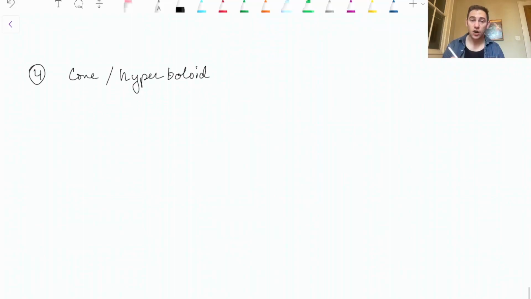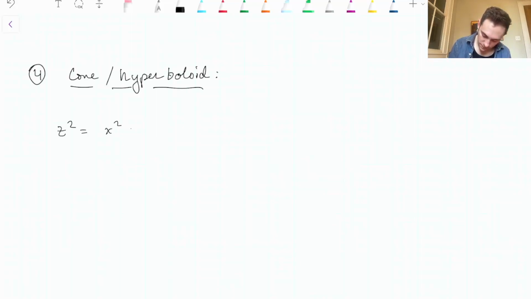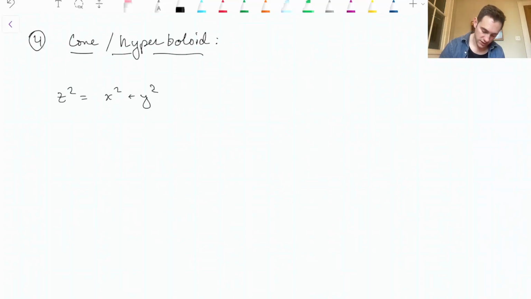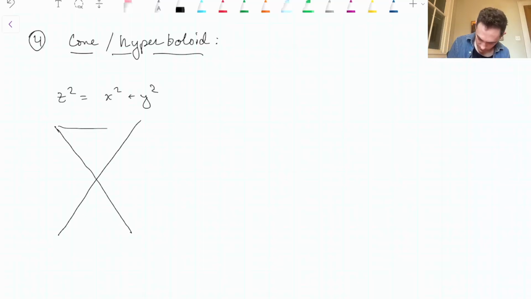So in this case, in the cone/hyperboloid family, all of the variables are of quadratic order. So z equals x squared plus y squared. This gives us a true cone. This is a double cone. This is the cone. Of course, z is not a function of x and y.